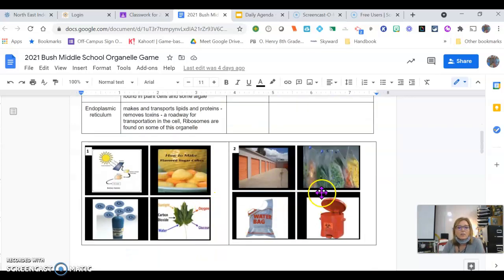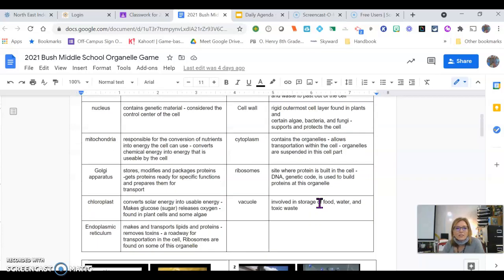So now take a look at number 2. We've got a storage unit, some food in some Ziploc bags in the freezer, a water bag, and it looks like a waste trash can. Which organelle would do these particular functions for the cell? And if you go through, you should see that it is vacuole, which involves storage of food, water, and toxic waste.